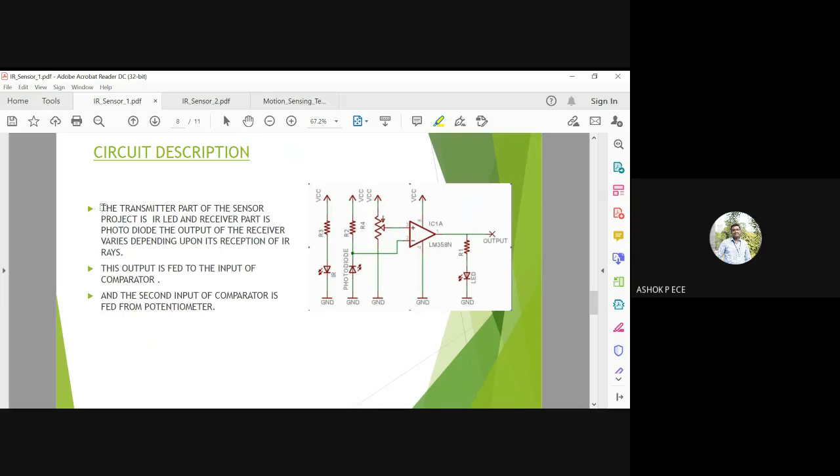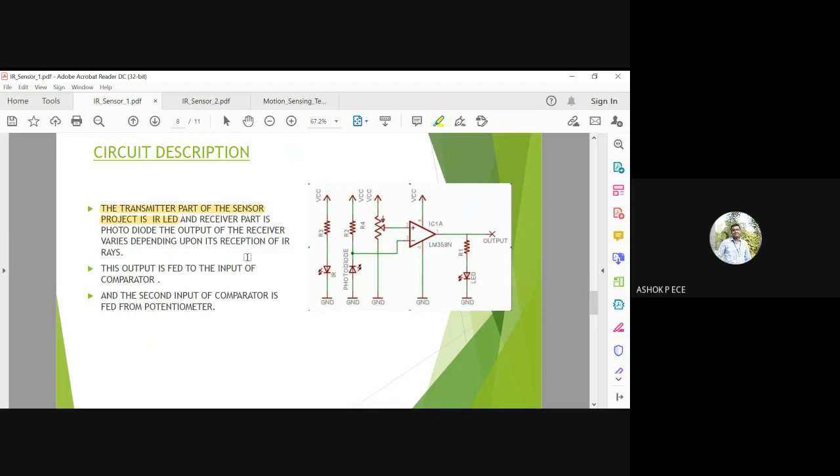The transmitter part of the project is going to be the IR LED. It is going to continuously send out infrared signals, and the receiver part is the photodiode, which is going to receive the reflected part of your signal. The output of the photodiode is given to the amplifier, so that you can get the amplified output at the output of the final device.